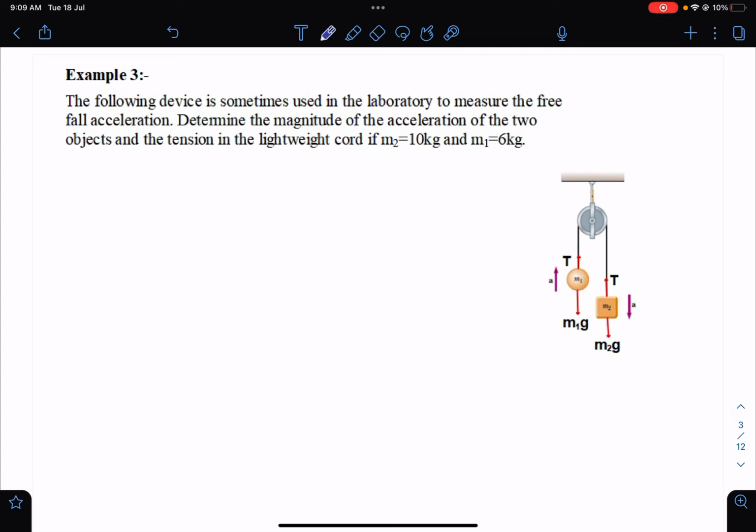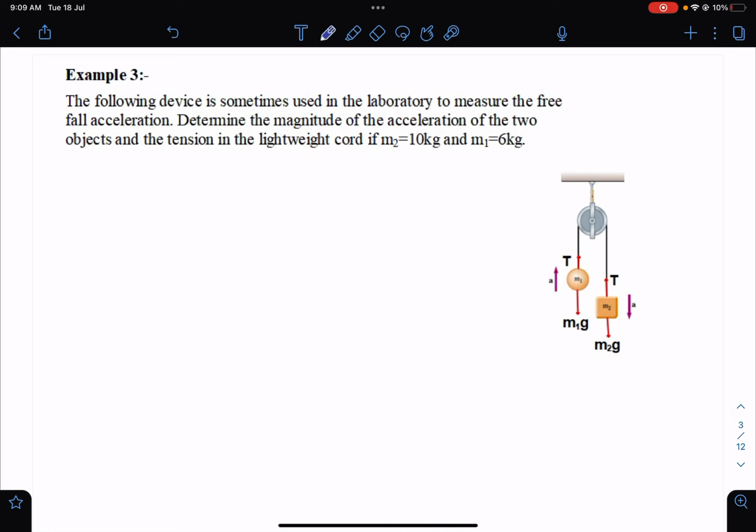Even this problem is related to Newton's law of motion. It is called the Atwood machine, which could be considered one of the techniques to calculate the acceleration due to gravity in the laboratory. The question says, the following device is sometimes used in the laboratory to measure the free fall acceleration, which is due to gravity, of course.